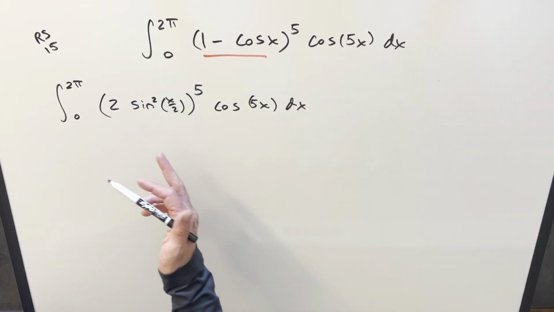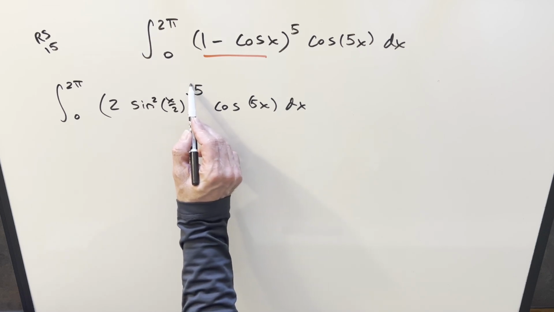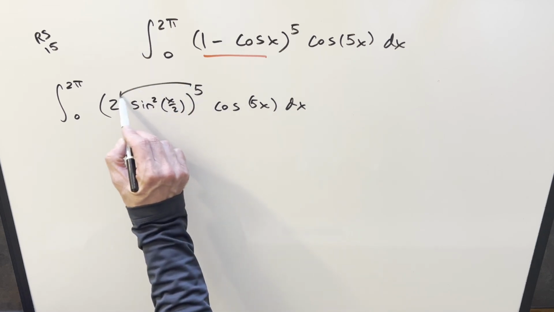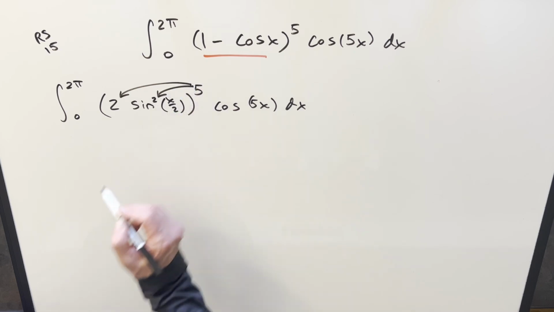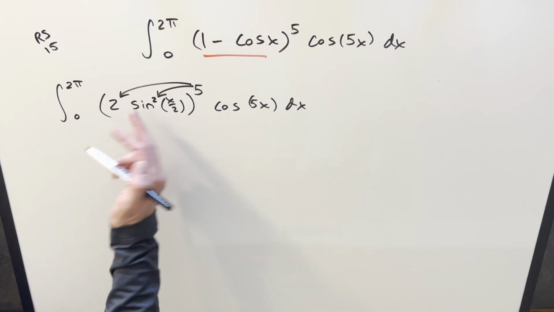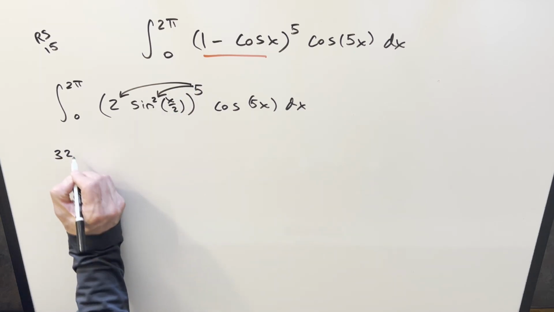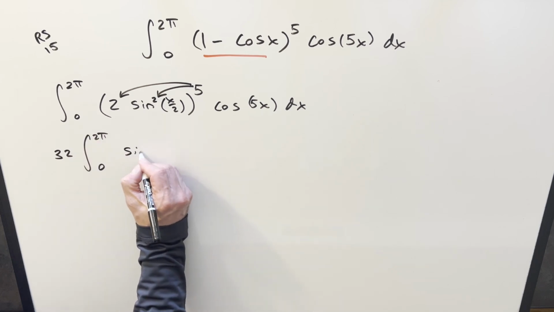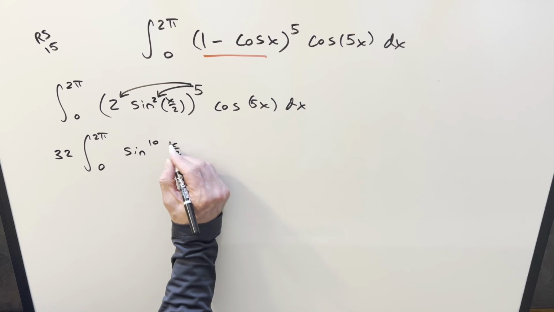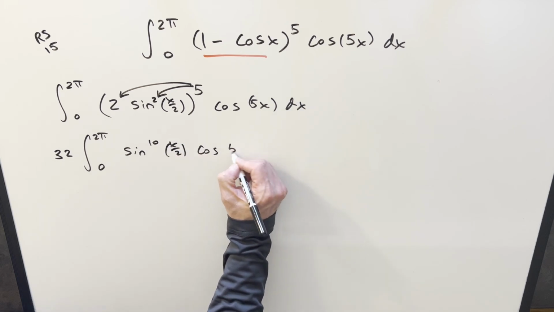Then from here, let's simplify the powers. I can distribute the fifth power in on the 2, so we have 2 to the fifth there, and distribute it in on the sine squared. 2 to the fifth is 32. We can factor that out front as a constant. Then here, this is just going to become sine to the 10th of x over 2, and all this stuff here.